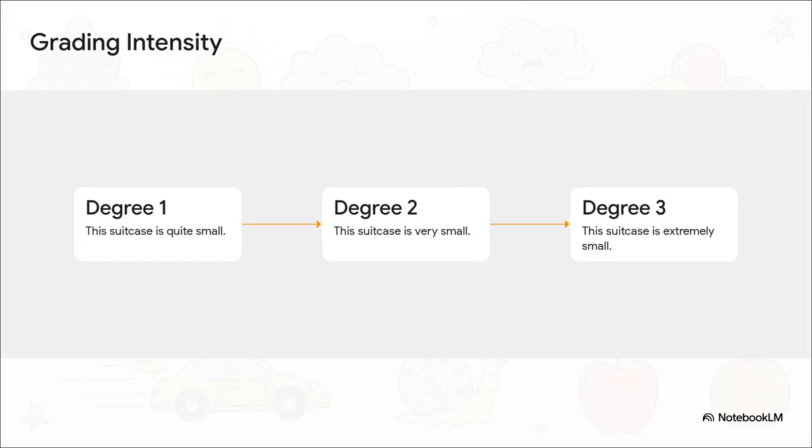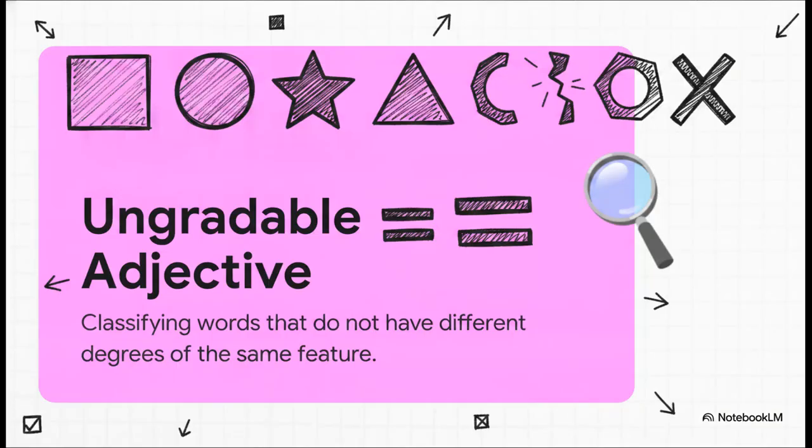Many of the descriptors we just talked about are what we call gradable. That means they have different degrees of the exact same feature, so you can naturally scale the intensity up or down. A suitcase can be quite small, step up to very small, or just max out at extremely small. We are grading the intensity of the feature. So, the crucial point here is that not all adjectives work this way. One specific type of adjective is strictly ungradable.